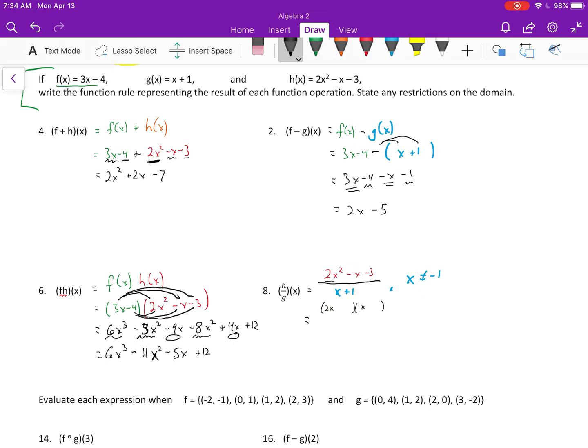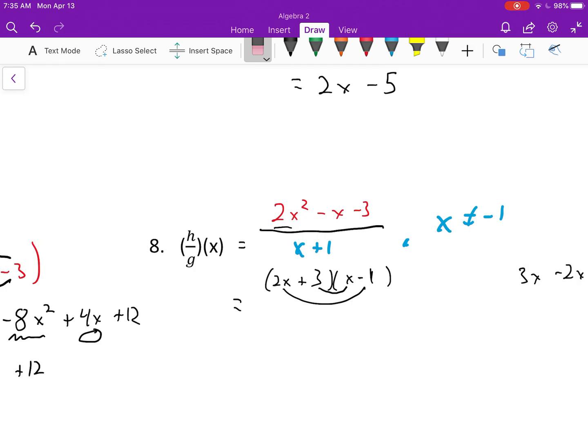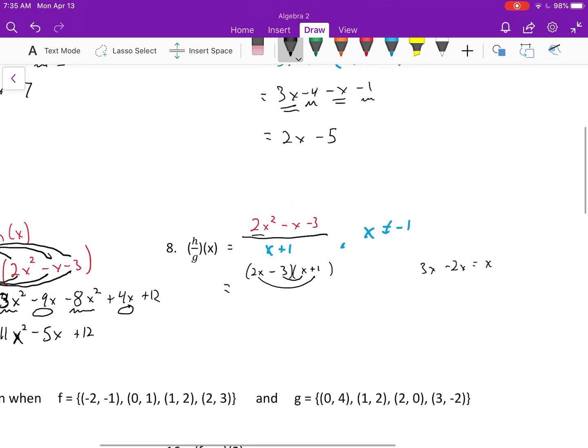So to get a 2x squared, we need a 2x and an x. And to get a negative 3, we need a positive and a negative. So we might have to change these, but let's check. We have a 3 and a 1. So we'll make this a 3 and this a 1 to get negative 3. Let's check. This is going to be positive 3x and then negative 2x, which gives us x. Well, we don't want x, we want negative x. So remember, if you get that, you just have to change the signs here. So this should be negative 3 and positive 1. And then that's over x plus 1.